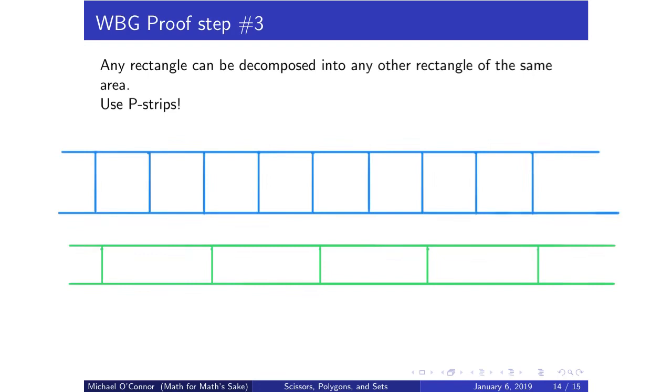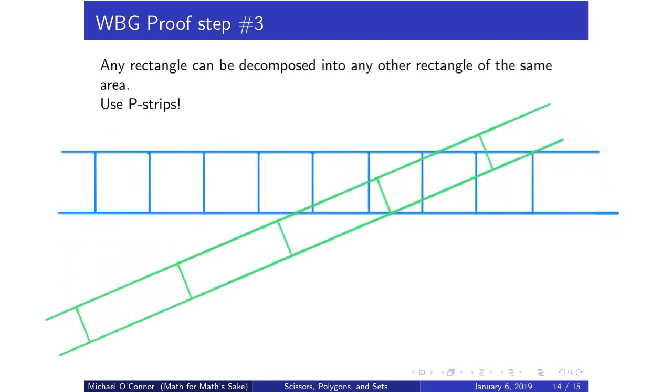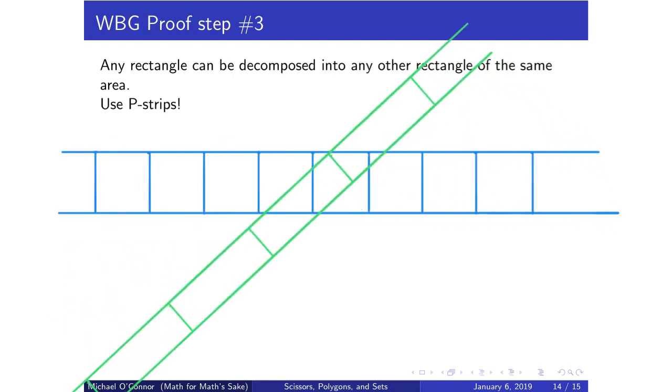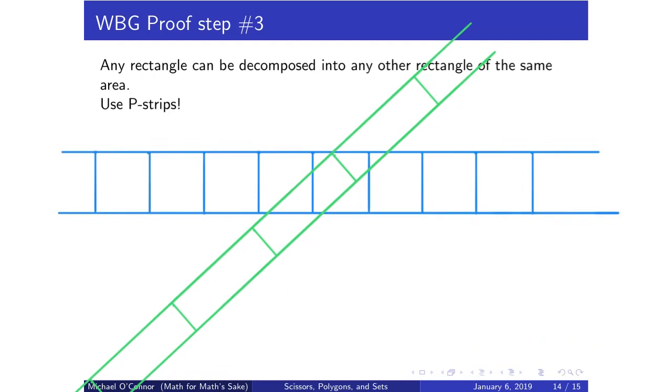And then the decomposition of any rectangle into any rectangle of the same area is actually really easy once you use p-strips. It's kind of actually like nothing to prove. You can just sort of do it. You can just take your p-strips and say, well, okay, here's my decomposition. I can decompose the square into this piece, this piece, this piece, and this piece. That's 4 pieces, and reassemble them to make this rectangle.